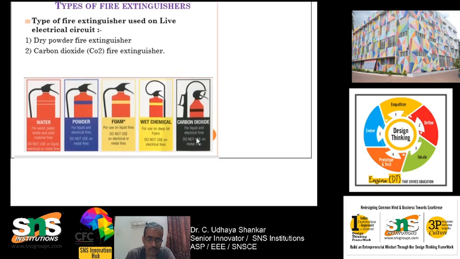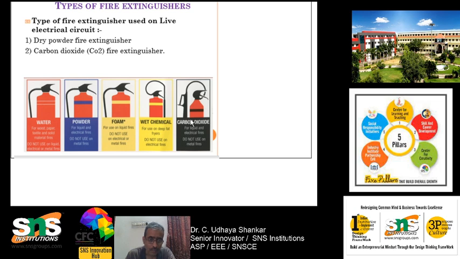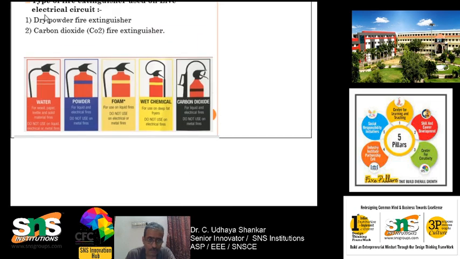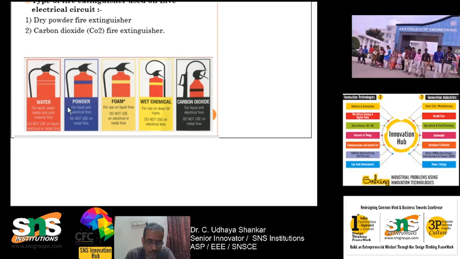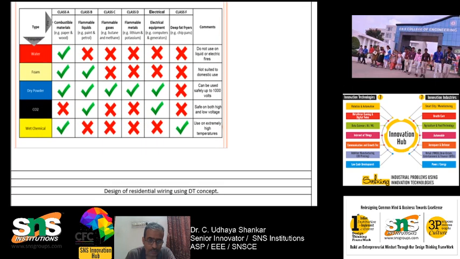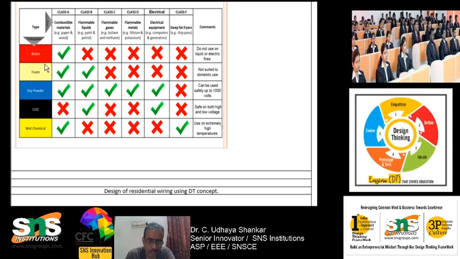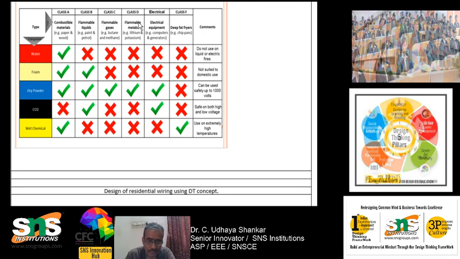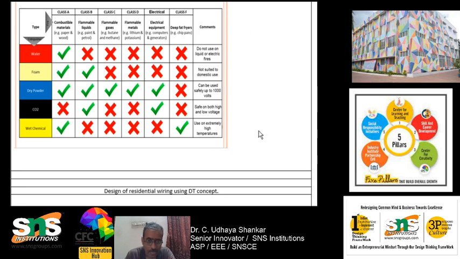Okay, so here you can see what the different types of extinguishers are. There are many types. The first one is the dry powder fire extinguisher, then the carbon dioxide fire extinguisher. There are different types like water, powder, foam, wet chemical, and carbon dioxide. Each and every type has its own pluses and minuses. For example, for the water type, you can see there are different classes: class A, class B, class C, class D, and class F. Class A is for paper and wood, and class B is for paint and petrol.